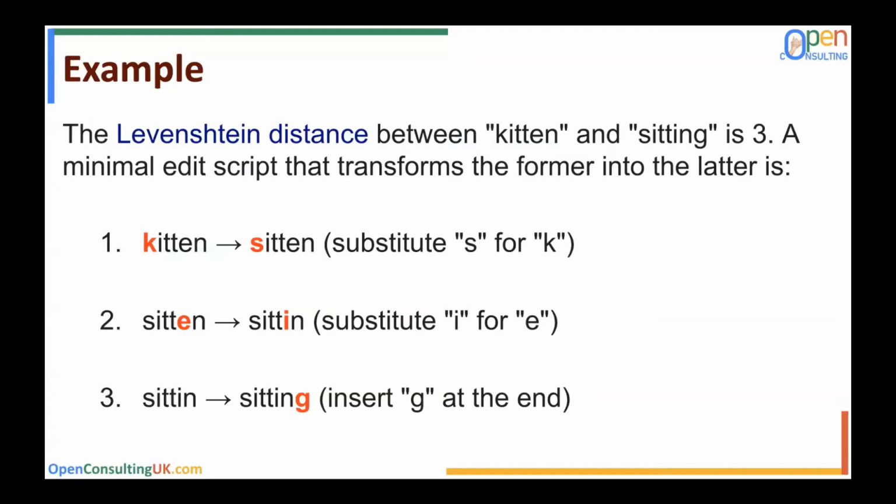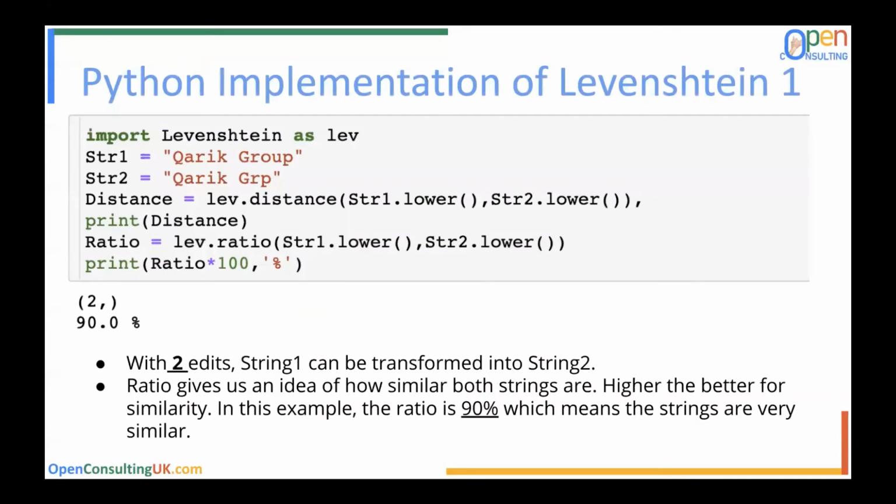This is a simple algorithm, very easy to use and understandable. That's why in edit distance methods, Levenshtein distance is commonly used. Now let's look at the Python implementation of Levenshtein. We'll be introducing two different Levenshtein libraries. The first one is the Levenshtein library itself. Let's look at the code.